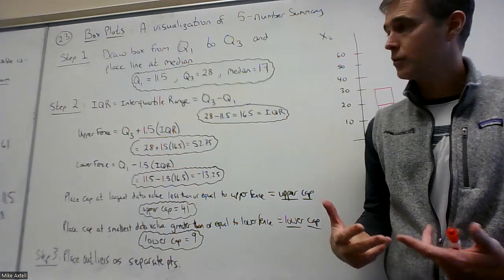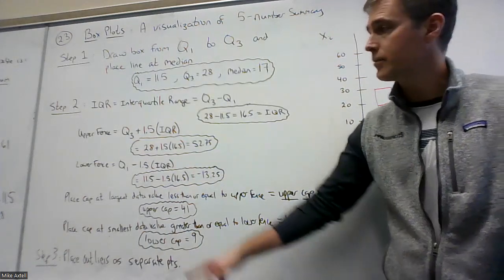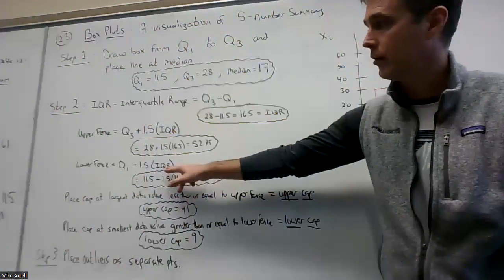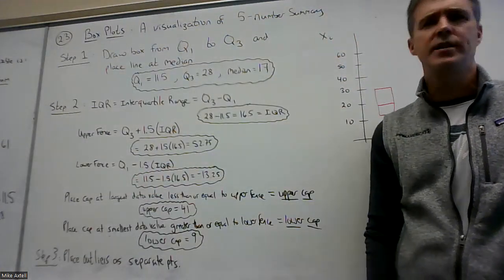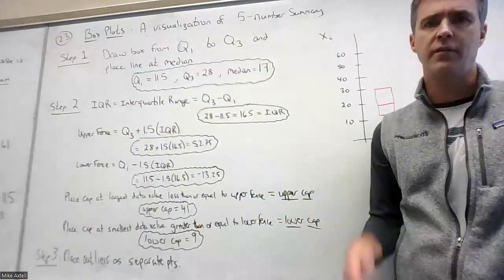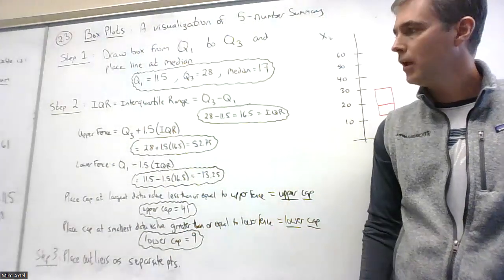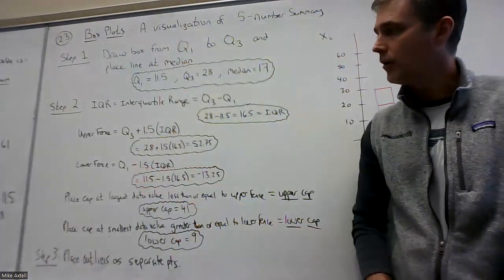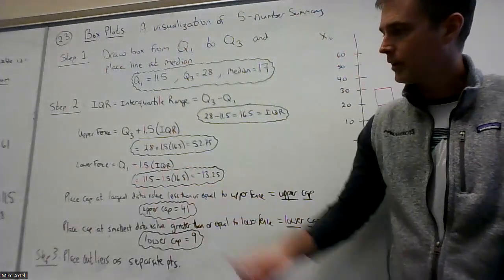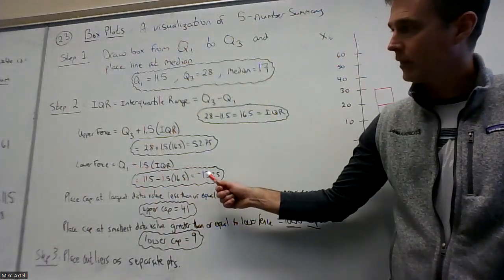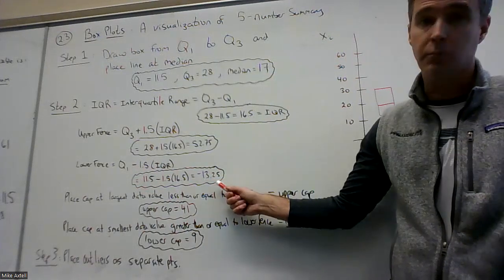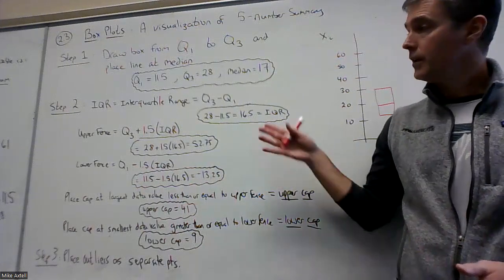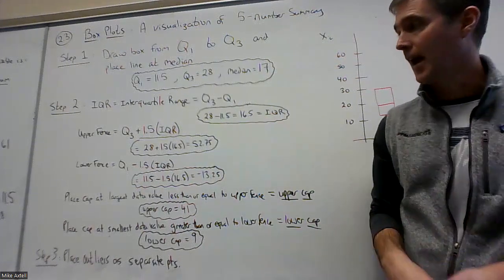And I'll do the lower fence as well. The lower fence is similarly defined. It's my first quartile minus 1.5 times the interquartile range. I feel like I'm saying quantile versus quartile. These are quartiles because I've divided the data into quarters. Okay, so the lower fence is Q1 minus 1.5 times the IQR. My Q1 was 11.5, my IQR was 16.5, so my lower fence is negative 13.25. Yes, negative 13.25. Okay, well, now I've got the fences, I'm going to actually set the caps.